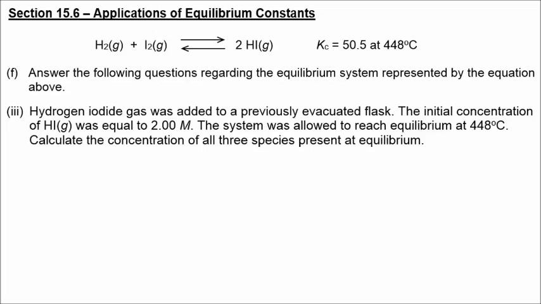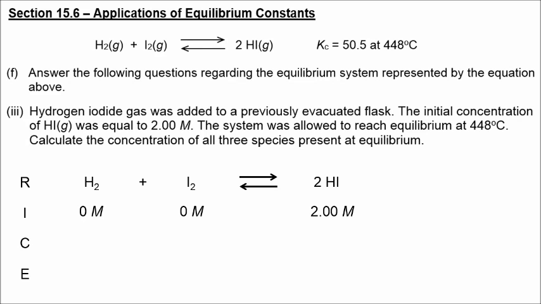All right, so here we have a scenario in which we have hydrogen iodide only. So the concentration of each reactant is 0. The concentration of hydrogen iodide is 2 molar. We fill in the information for the change. That's going to be plus x for each reactant and minus 2x for the product.